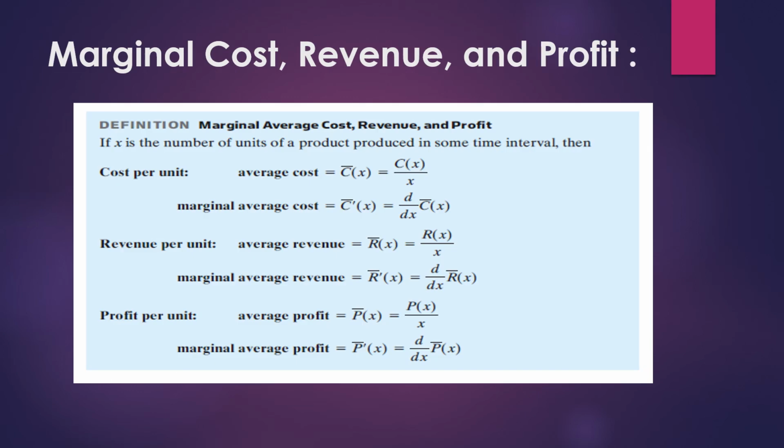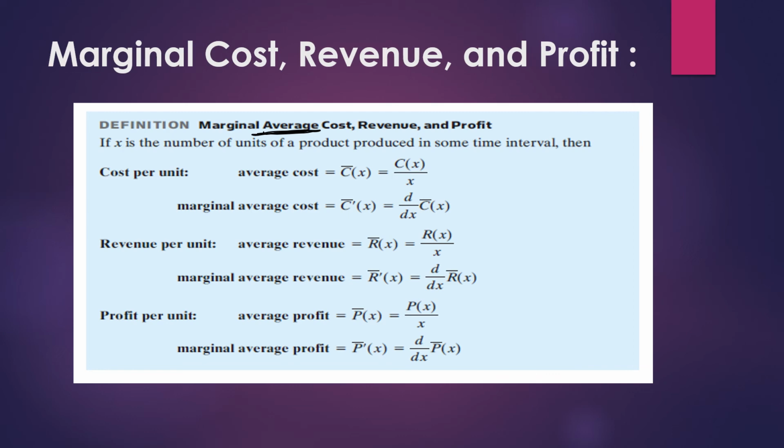So we do have one more concept for this section, and that would be the marginal average cost, revenue, and profit. So we've talked about marginal cost, revenue, and profit. We've talked about cost, revenue, and profit. But now we want to talk about average. So this is saying, how does the average cost change as we increase production? How does the average revenue change as we increase production? And how does the average profit change?